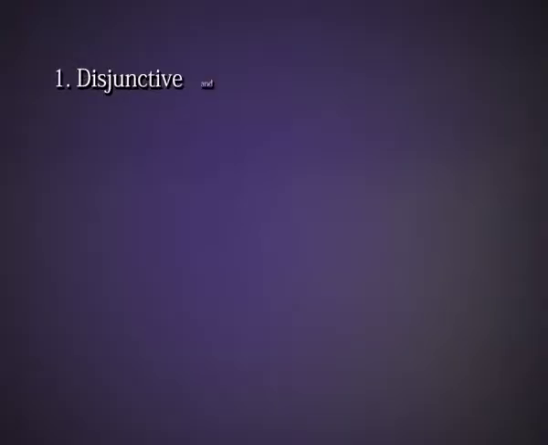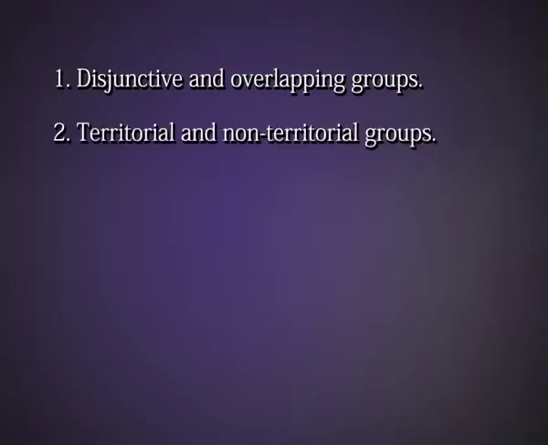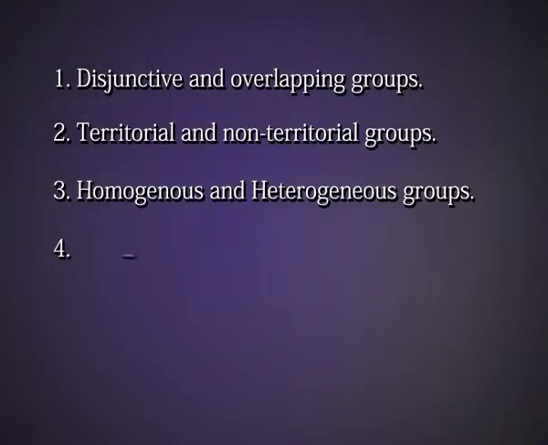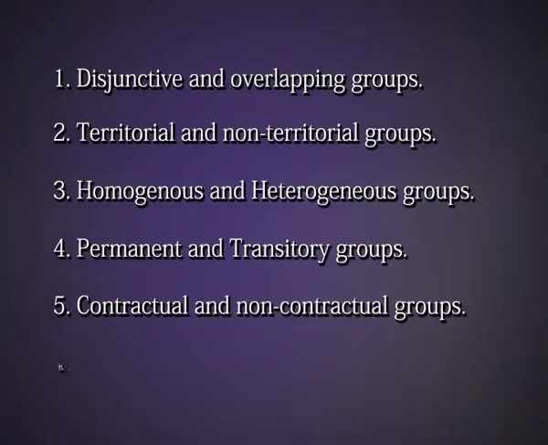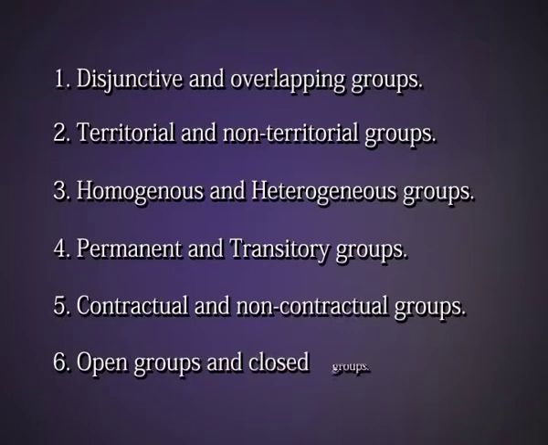In addition to the above classifications, groups can further be classified as: number 1, distinctive and overlapping groups; number 2, territorial and non-territorial groups; number 3, homogeneous and heterogeneous groups; number 4, permanent and transitory groups; number 5, contractual and non-contractual groups; number 6, open groups and closed groups. Thus, sociologists have classified groups into numerous categories according to their own way of looking at them.